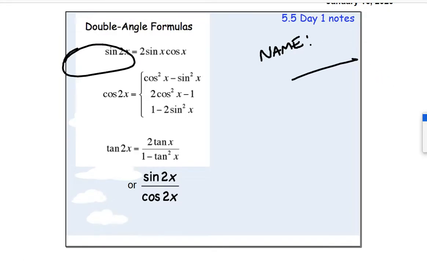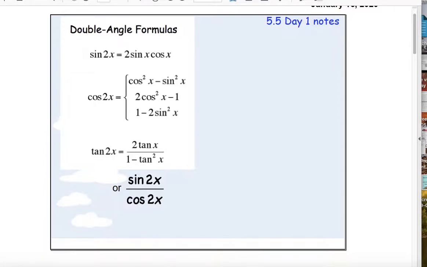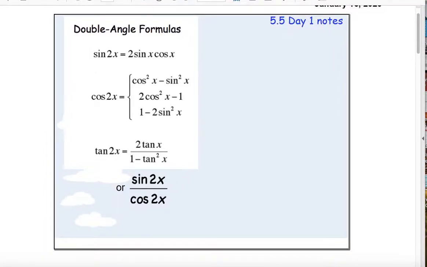So, honors pre-calc. We are going to take some notes today on section 5.5, day 1. I would have your unit circle sheet out so that you can follow along with the formulas that we're going to be looking at. We're going to be using the double angle formulas today.